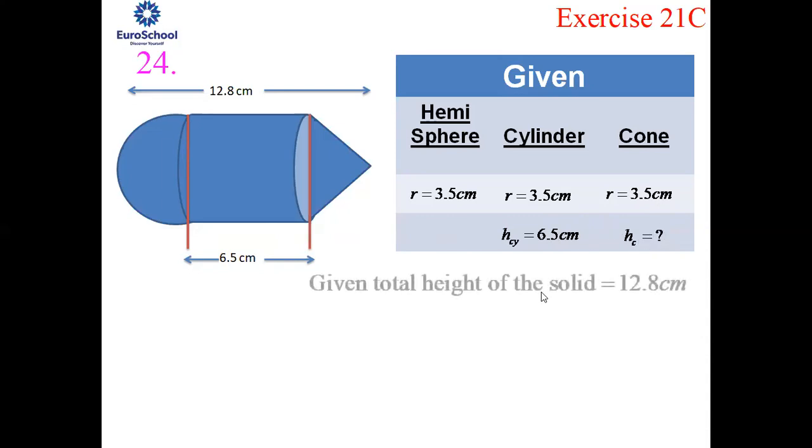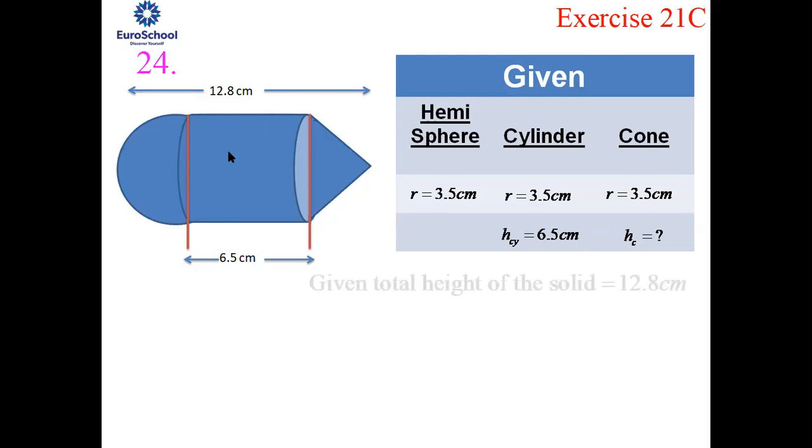How do you calculate the height of the cone? It is given that the total height of the solid is 12.8 centimeters, and we know that the height of the cylinder, which is a part of the solid, is 6.5 centimeters. Now, to find the height of the cone, the height of the hemisphere plus the height of the cylinder plus the height of the cone will be equal to the total height of the solid, right?